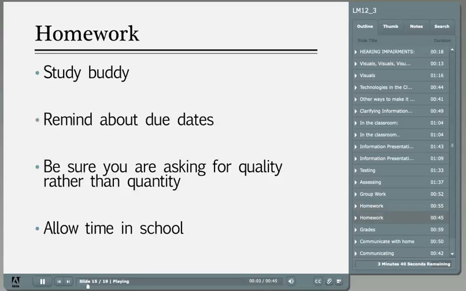For long-term projects, it is important that the student be given reminders about due dates by putting the information in his or her planner, writing it on the board, placing it on a calendar. Allowing time in school for the student to get started can also help to ensure that he or she understands what's expected of the assignment. Whatever the assignment is, it's important to expect quality work and not just a large quantity.